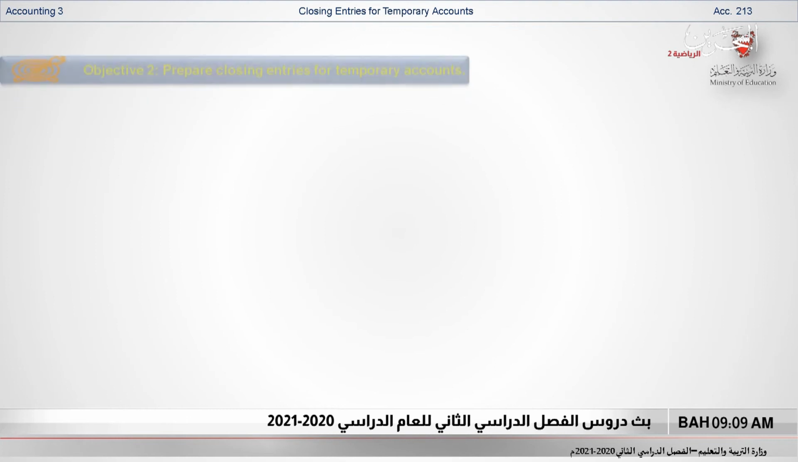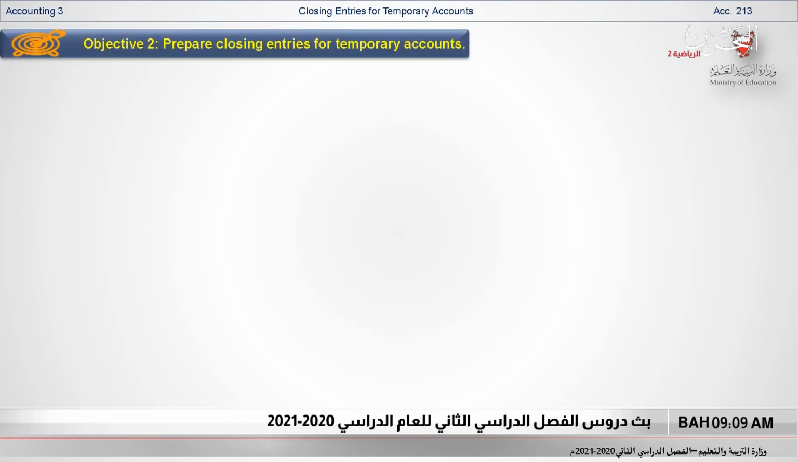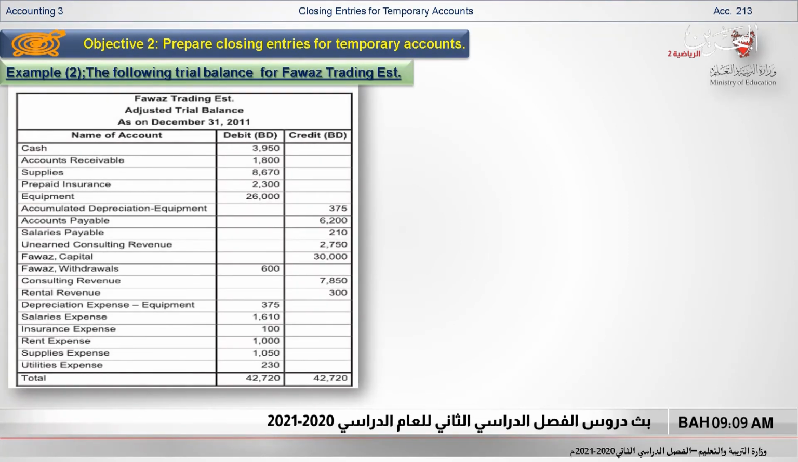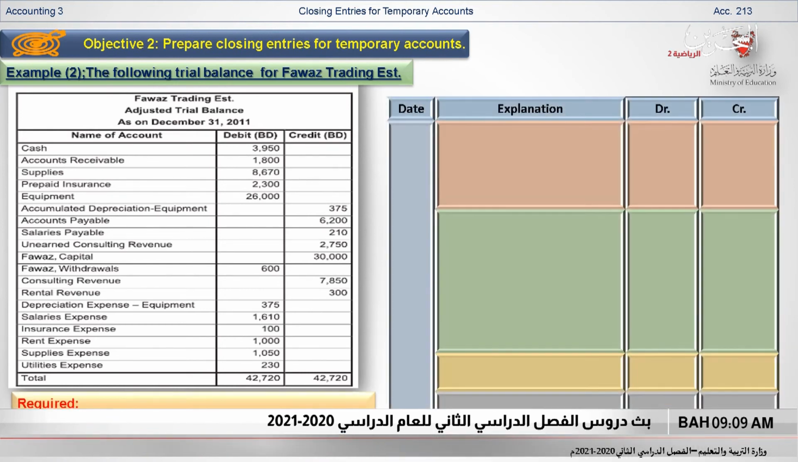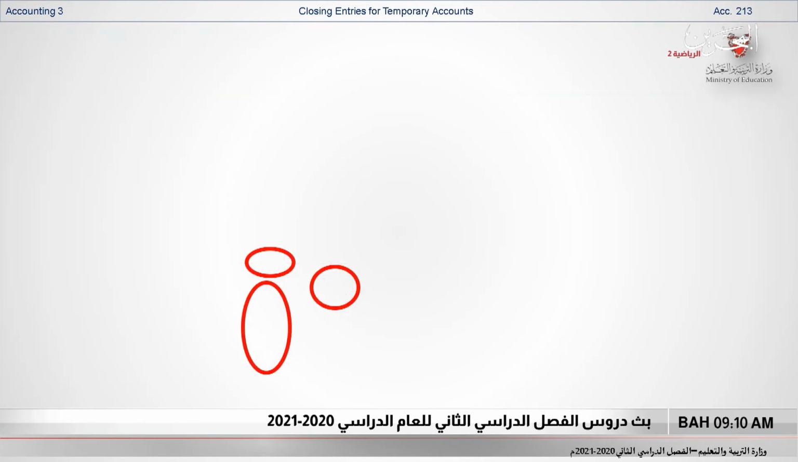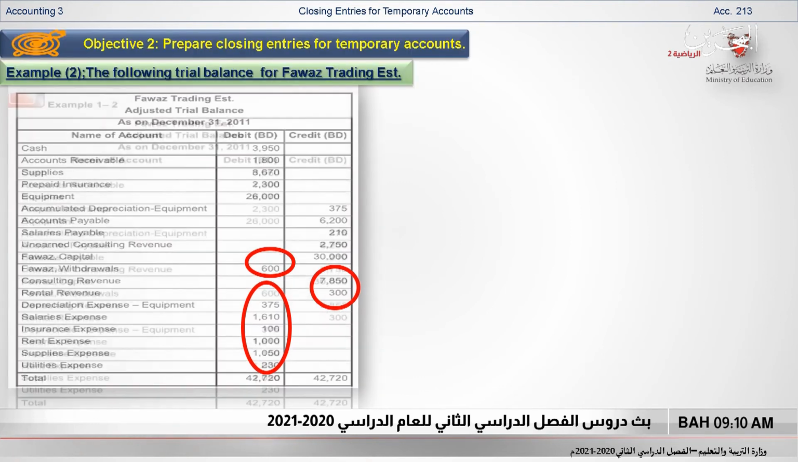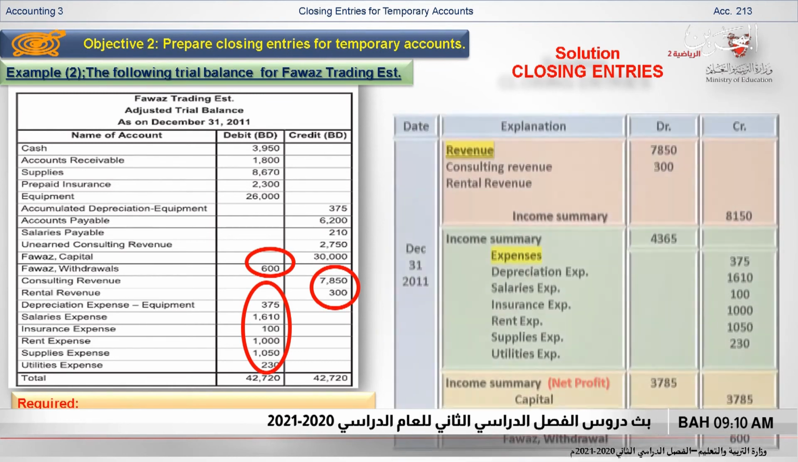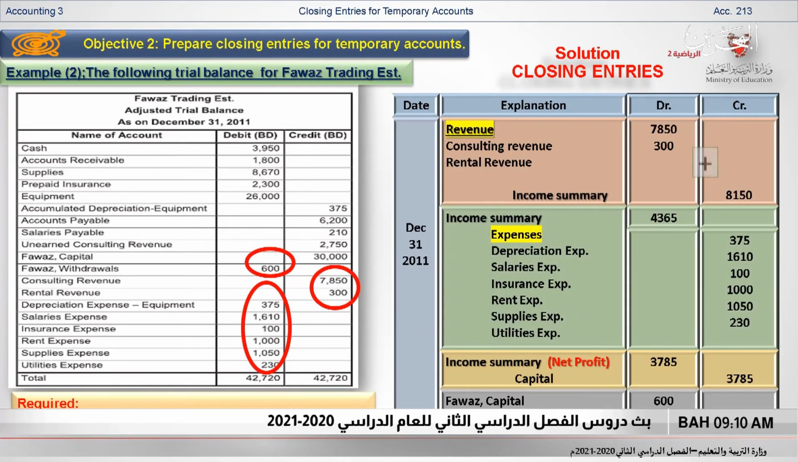Here is another example on preparing closing entries. You can extract all the necessary information from the trial balance of Fawaz establishment as on December 31st, 2011. Dear student, please note in this example the circled or temporary accounts need to be closed. The first step, you have to close revenues account, which are consulting revenue of 7,850 BD and rental revenue of 300 BD.